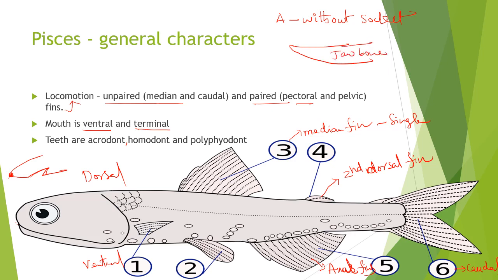On the jawbone, the teeth are fixed like this. If the teeth are fixed like this, this kind of teeth are called acrodont. Teeth directly attached to the jawbone and there are no sockets present. Such a kind of teeth are called acrodont. And all the teeth are similar.